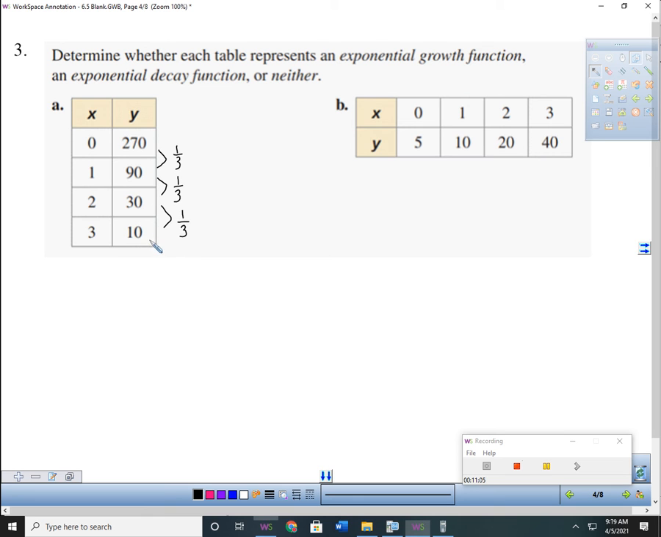So the bottom divided by this, that tells you what you're doing, right? So I'm cutting these by 1/3 every single time. And if you think about it, 270 divided by 3 is 90, right? Divided by 3 is 30. Divided by 3 is 10. Or 270 times 1/3. That's the same thing as dividing by 3, right? So I am multiplying by 1/3 every single time. And I know I'm getting smaller, so that makes this an exponential decay.